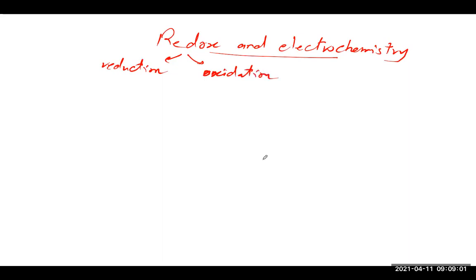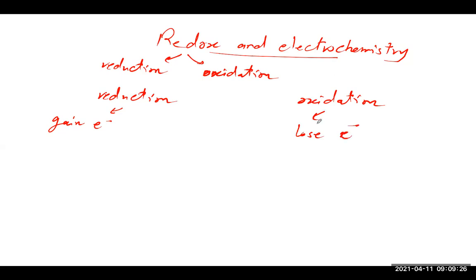Okay, so first we need to compare between reduction and oxidation. So what do you need to know here? First, what is the reduction? Reduction means that this substance will gain electrons. So reduction means gaining of electrons, and oxidation means losing electrons. So if the substance is oxidized, it will lose electrons. If the substance is reduced, it will gain electrons.